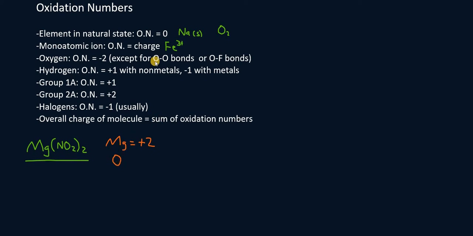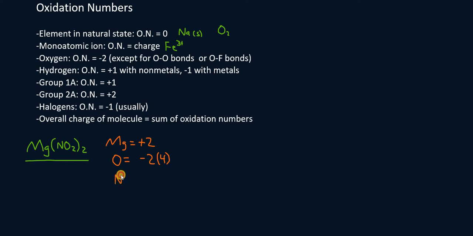Oxygen, well, we don't have any of the exceptions. We don't have an O-O bond, we don't have an O-F bond. So oxygen is pretty safe to say it's going to be -2. However, how many oxygens do we have in the molecule? We have 2 in each nitrite, and we have 2 nitrites. So 2 times 2, 4. So you need to multiply that oxidation number by the number of those atoms you have in your molecule. We have 4 oxygens in this molecule, therefore we have to multiply that -2 by 4.